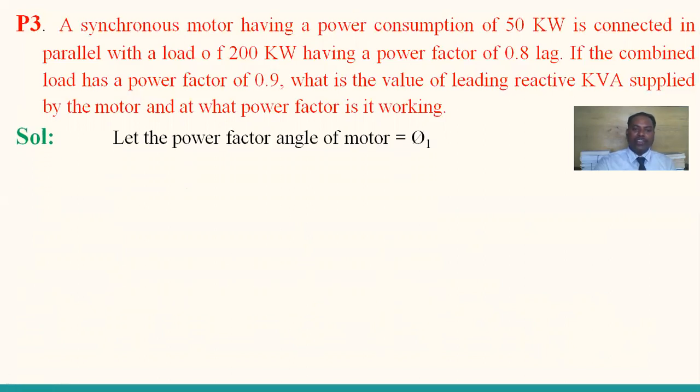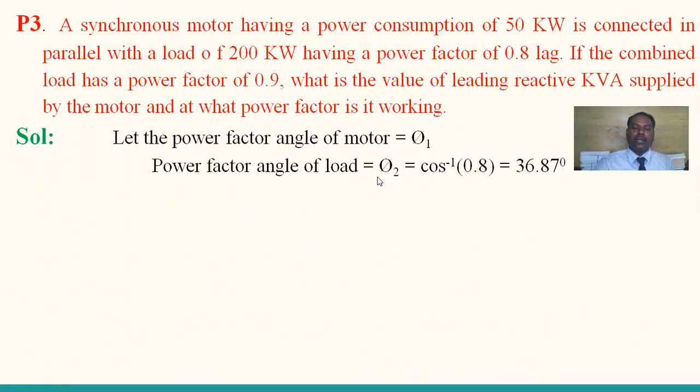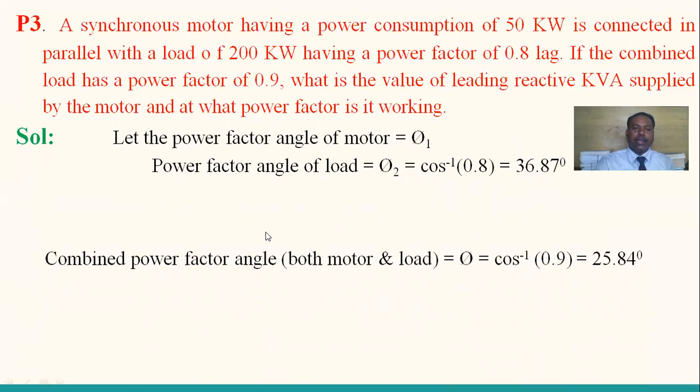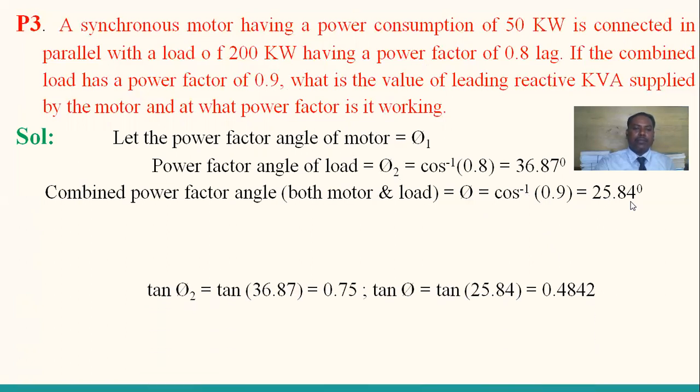Yes. So let the power factor angle of the motor be considered separately. It is phi1. And the power factor angle of the load is phi2, so phi2 is cos inverse of 0.8, which is equal to 36.87 degrees. And what is the power factor of the combined load? Combined in the sense, this load plus the synchronous motor, 250 kilowatts. For the combined load, it is 0.9. So phi is equal to cos inverse of 0.9, which is equal to 25.84 degrees.